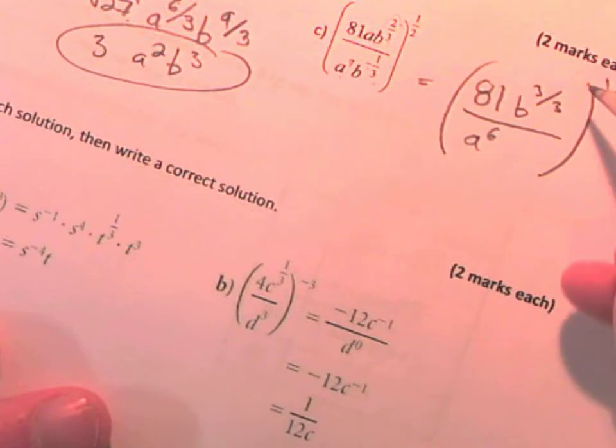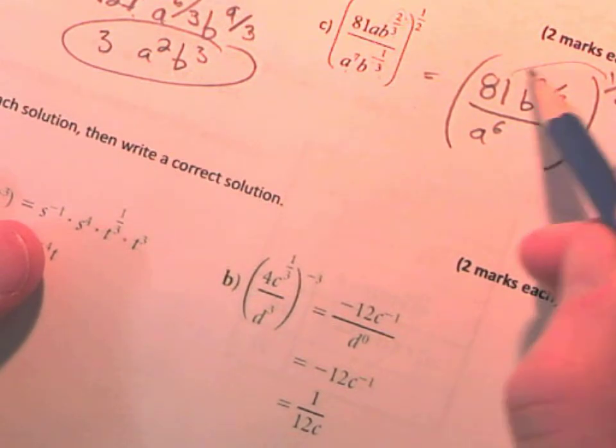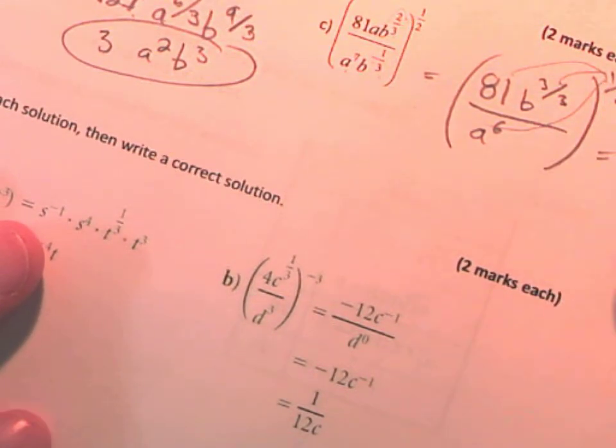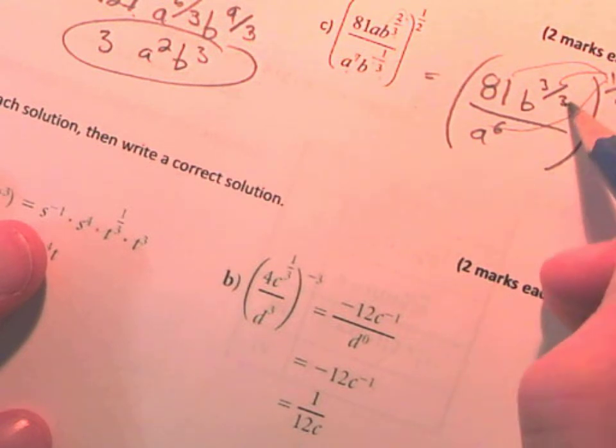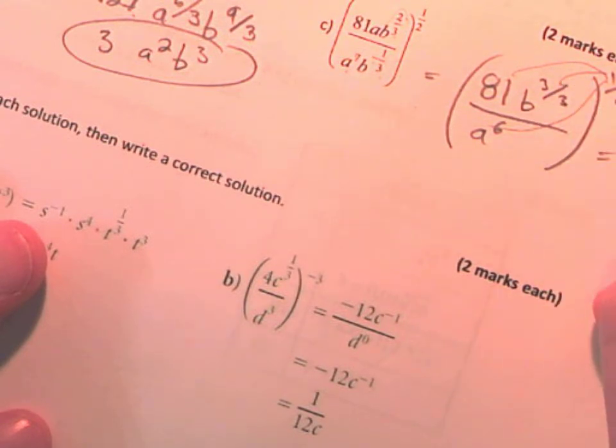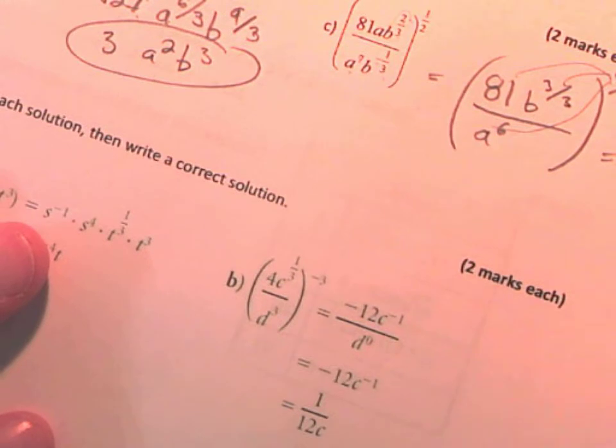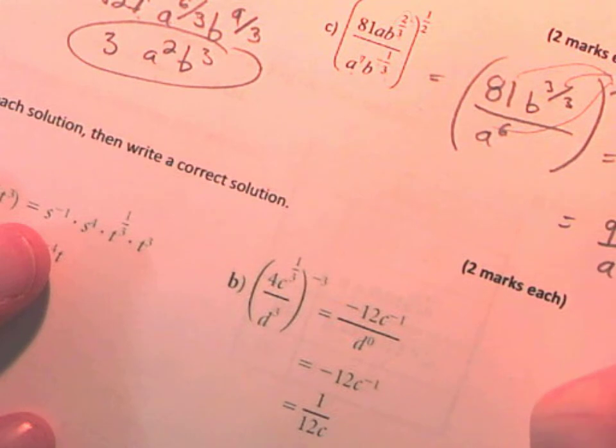And then we have that half still. So now it's simpler. So now we can distribute this half to each number. So now we get 81 to the half, which is just 9. And then this is 3 over 3, which is 1, so it's going to be b to the half. And then this is 6 times 1 over 2, so it's going to be a to the 6 over 2. And this is going to leave us with 9 b to the half, and 6 over 2 is just 3, a cubed.